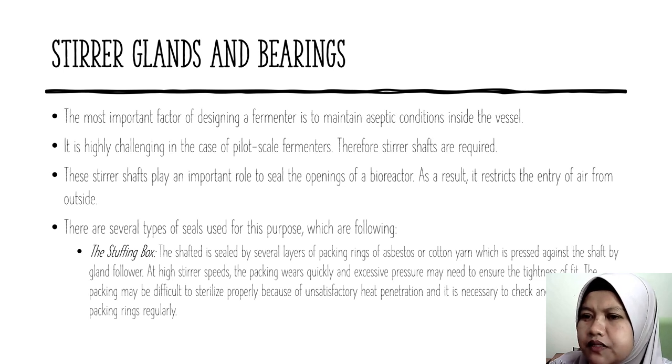The stuffing box. The shaft is sealed by several layers of packing rings of asbestos or cotton yarn, which is pressed against the shaft by a gland follower. At high stirrer speeds, the packing wears quickly and excessive pressure may be needed to ensure the tightness of fit. The packing may be difficult to sterilize properly because of the unsatisfactory heat penetration, and it is necessary to check and replace the packing rings regularly.